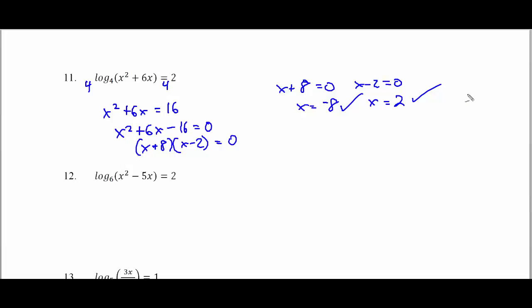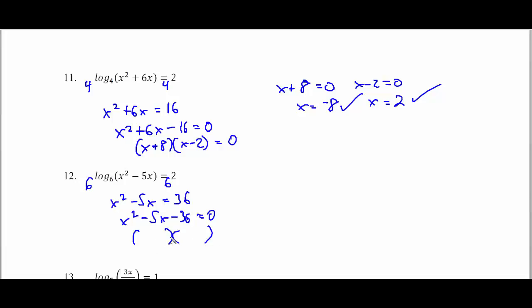Now, I know you were a little bit worried that the domain had to be where x is positive, but if you check this out, you'll notice that the -8, if I plug into the problem, makes a positive x, so it works. Now, down here we have a base of 6, so this is going to be x squared minus 5x is equal to 36, because that's 6 squared. Again, a common mistake would be to put 12 here. So x squared minus 5x minus 36 equals 0.